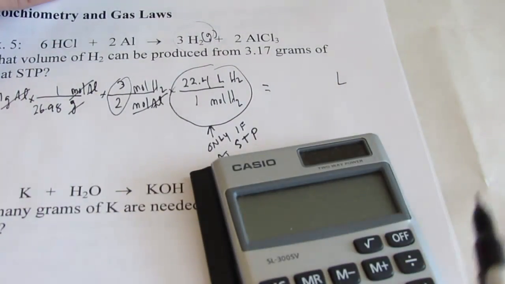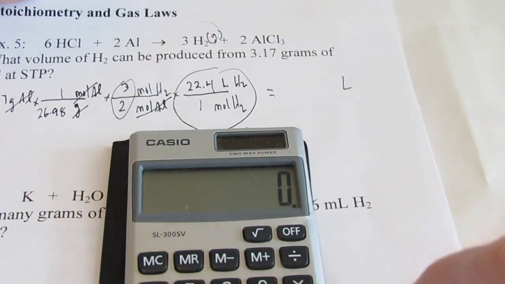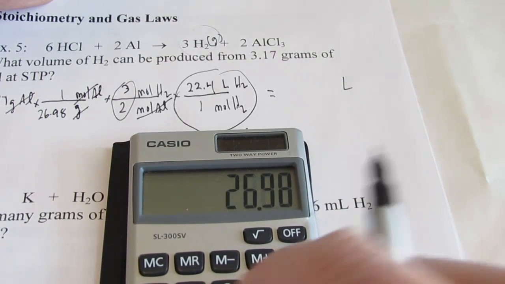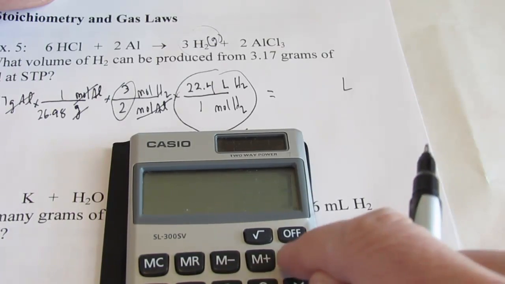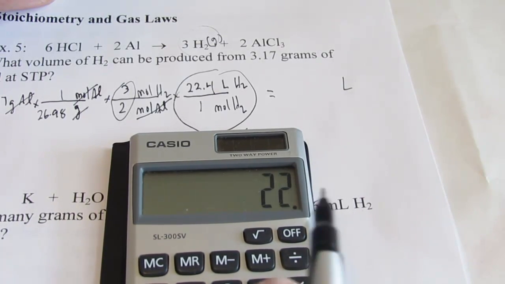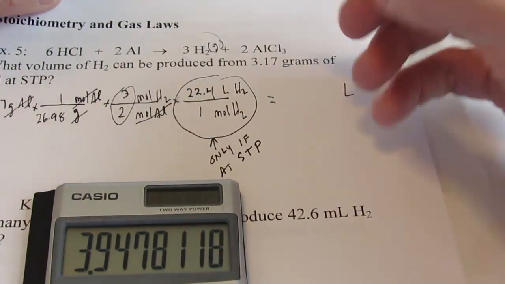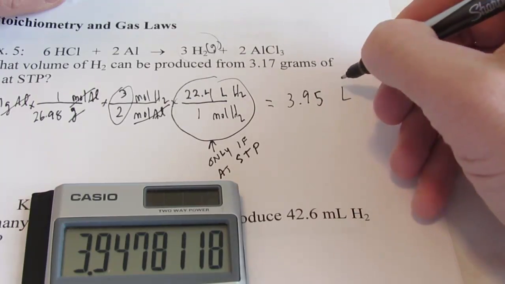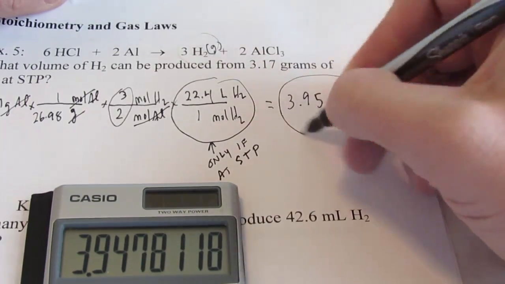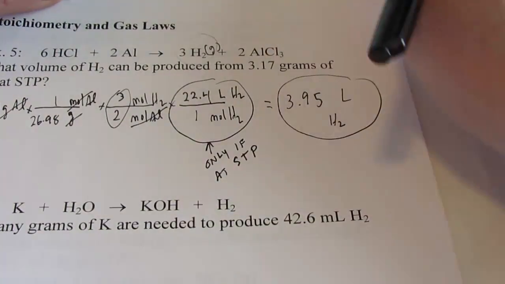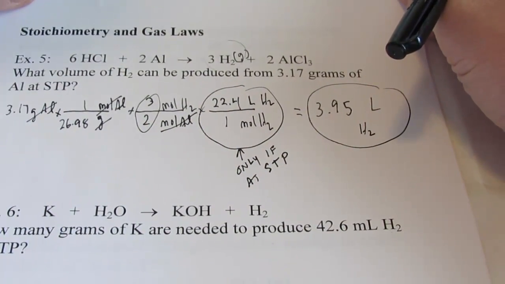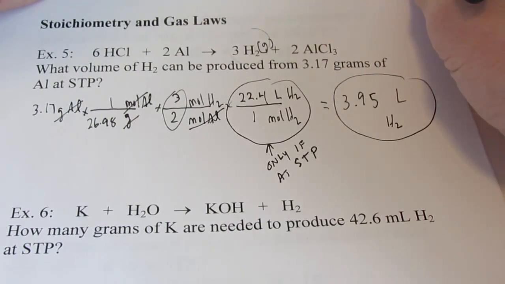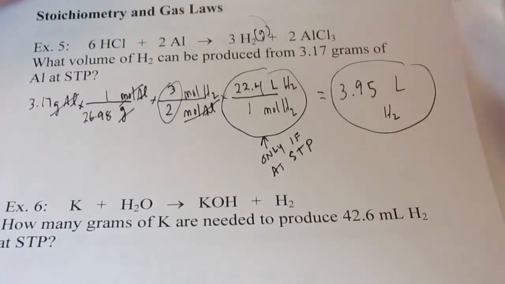We'll pull out our cheap calculator this time and see if you guys can plug and chug with me. 3.17 divided by 26.98 times 3 divided by 2 times 22.4 equals 3.95. Looks like we're allowed 3 sig figs. 3.95 liters of hydrogen gas will be produced at standard temperature and pressure if we have 3.17 grams of aluminum, and of course hydrochloric acid is our excess reactant. Okay, not too bad, is it?